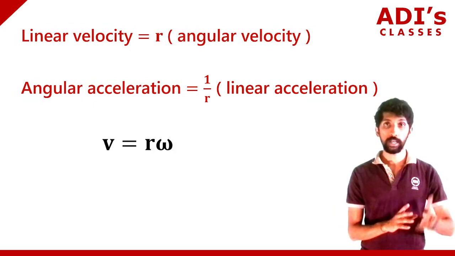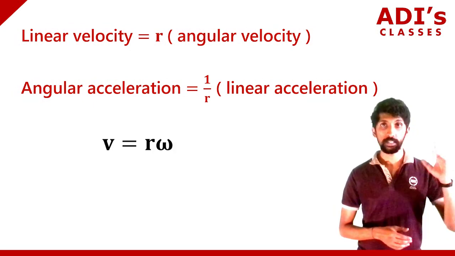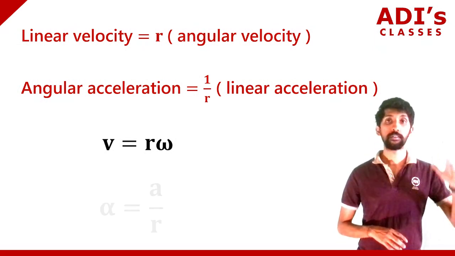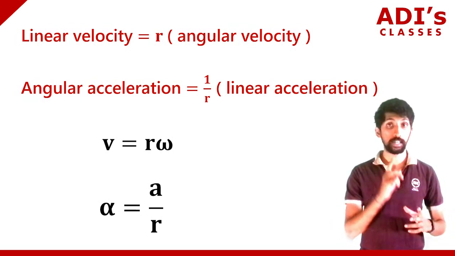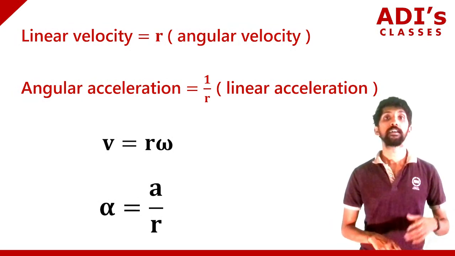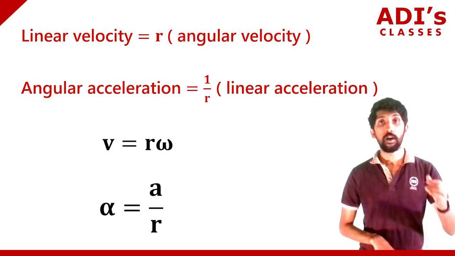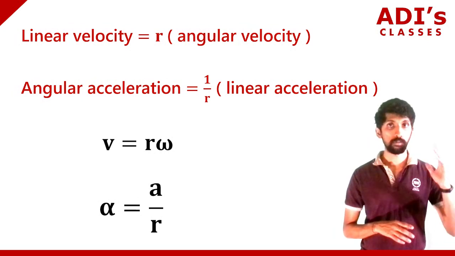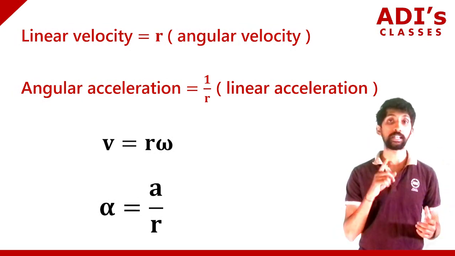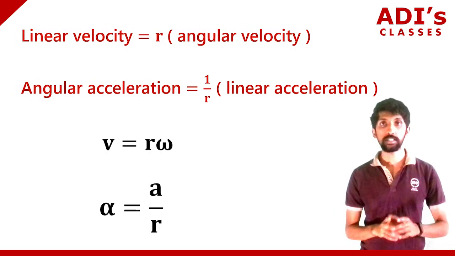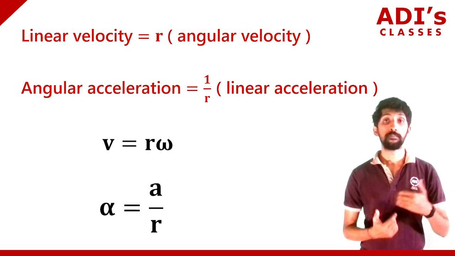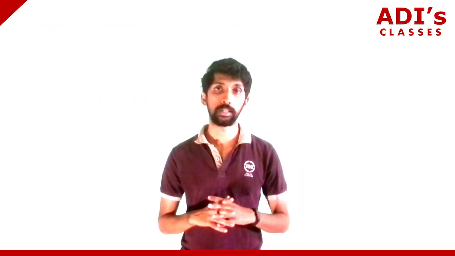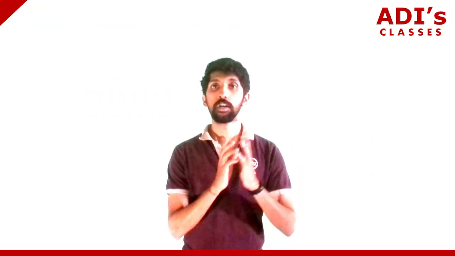Alright, so again I'll repeat, we have linear velocity v is equal to r times angular velocity omega, and angular acceleration alpha is 1 by r times the linear acceleration. So we have v is equal to r omega, alpha is equal to a divided by r. These two are very important because this is how we start defining every term in rotational motion. Like we can start with momentum, torque and all those things. You guys will see in the next video.